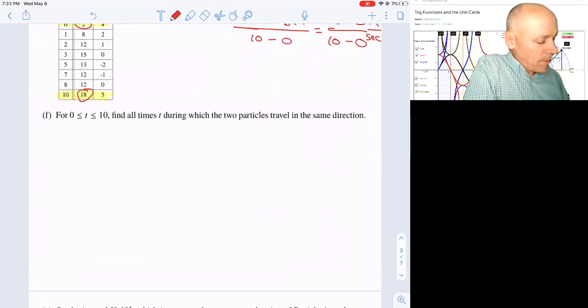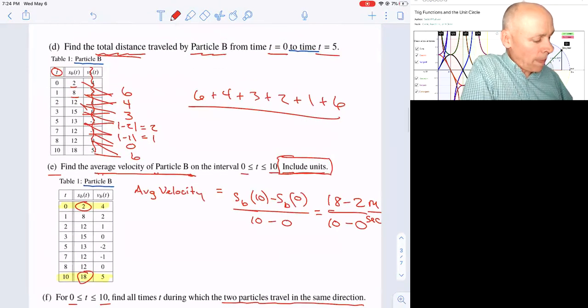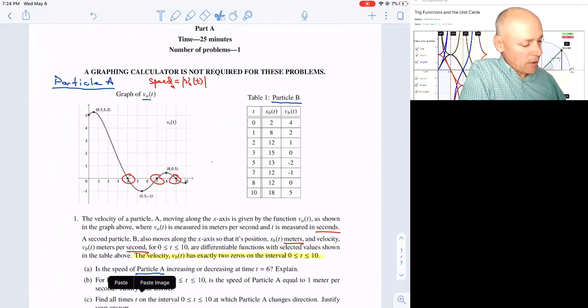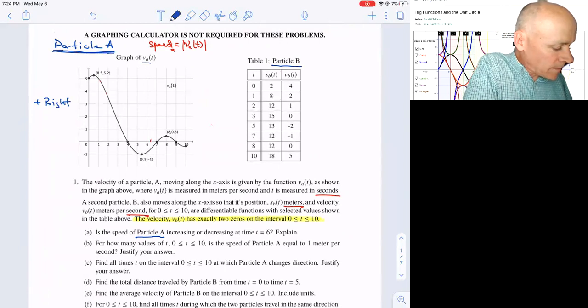Part F, over the closed interval from 0 to 10, find all times t during which the two particles travel in the same direction. Okay, well, I'm going to need the graph and the table to do this one. So since I've got it right up here, I'm going to do my work for this one up here. For particle A, I just know that when velocity is positive, the particle is moving to the right.